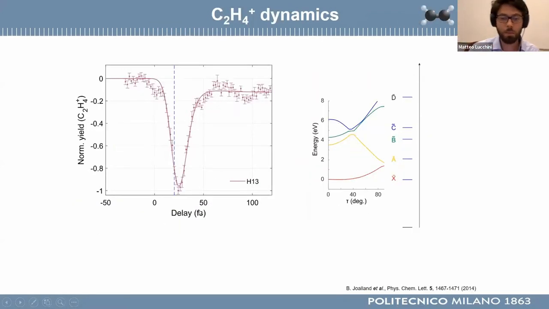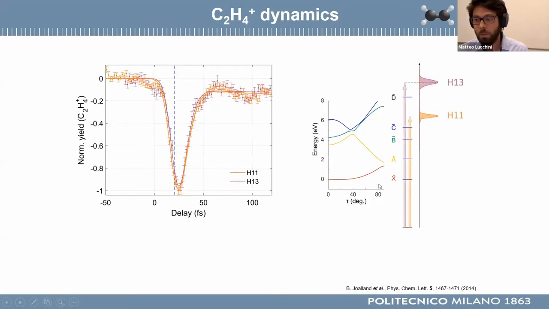If we change the delay between harmonic 13 and the IR pulse, we see a delayed bleaching, as has been observed with another second pulse train. And we also see that this delayed bleaching does not happen at zero pump-probe delay, but happens around 20, 25 femtoseconds after the zero delay. With harmonic 11, we have the same situation. If you rescale them, they are almost identical.